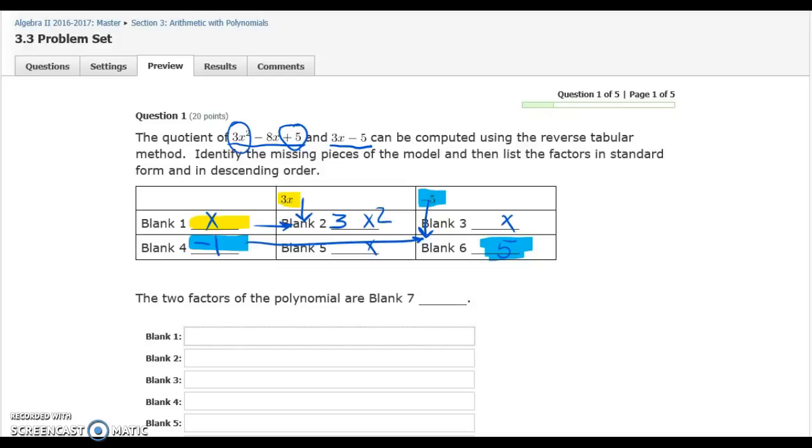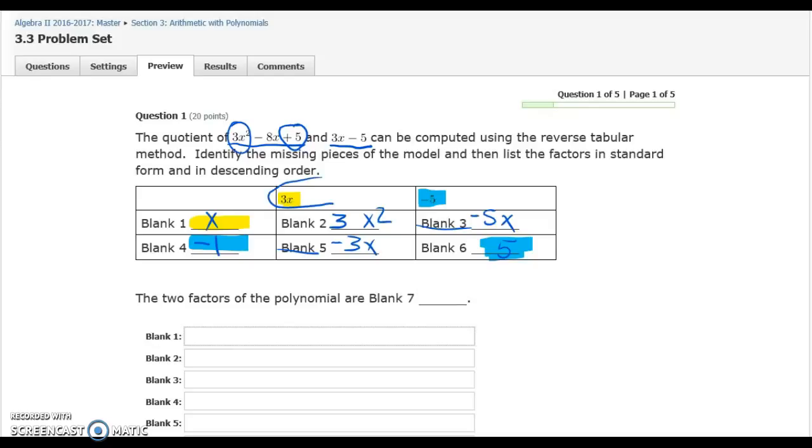Now that we've built in what our other factor is, I can use these factors x minus 1 to fill in the remaining blanks. So I can fill this in and fill this in. x times negative 5 is negative 5x. We knew that would be an x term. Negative 1 times 3x is negative 3x. We knew that would be an x term. So everything has panned out the way we thought it would.